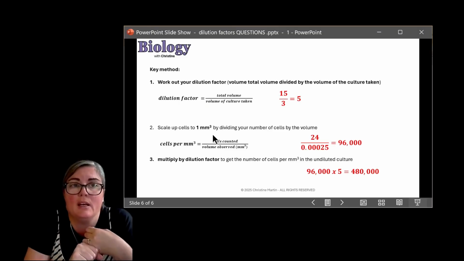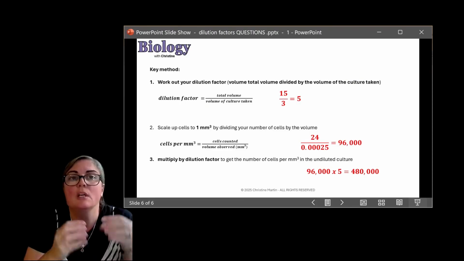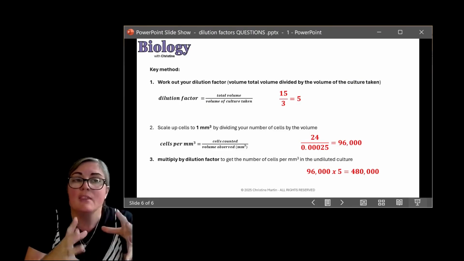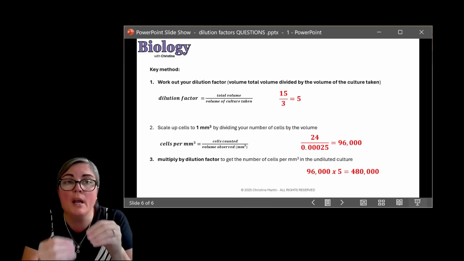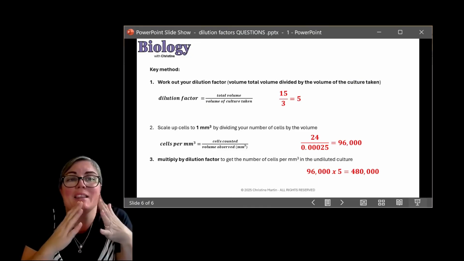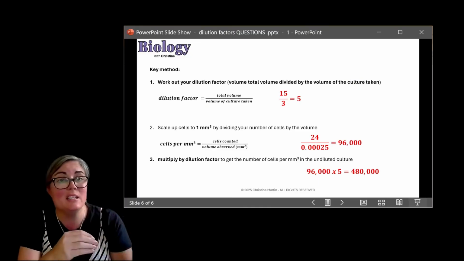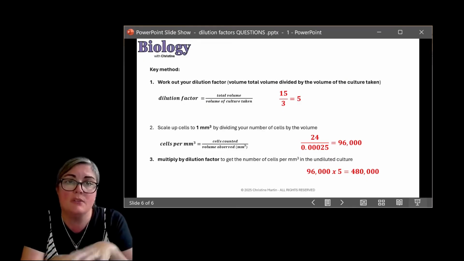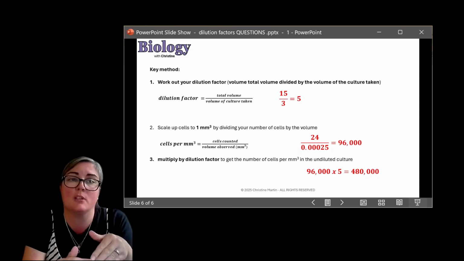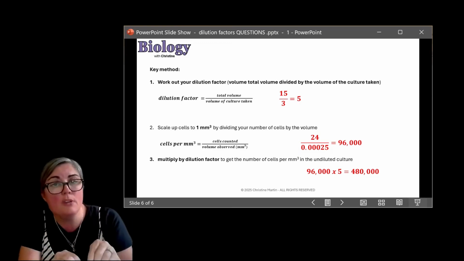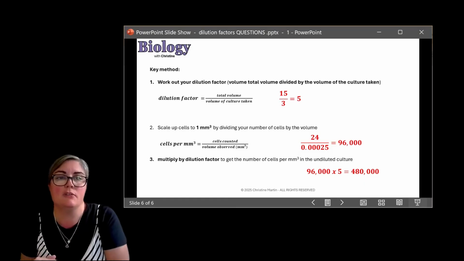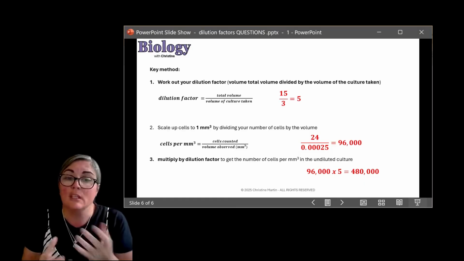Key way of working it out. Work out your dilution factor, the volume total divided by the volume of the culture taken. Then you want to scale up to 1 millimeter cubed, and that is done by dividing the cells that you've counted by the volume that was observed, and that will be given to you in the exam question. Now, once you've got that, you're going to then multiply by the dilution factor, and that will therefore give you your answer.